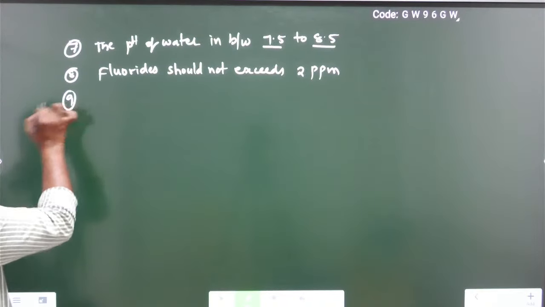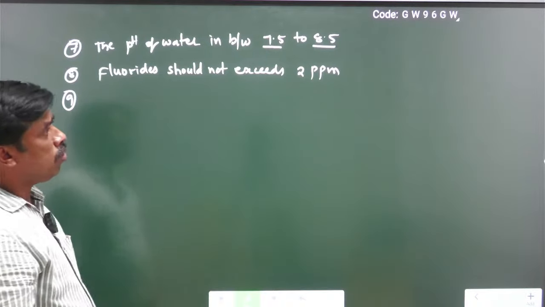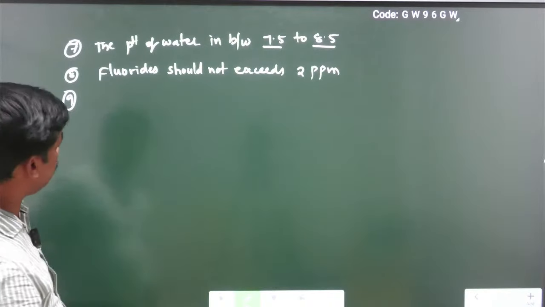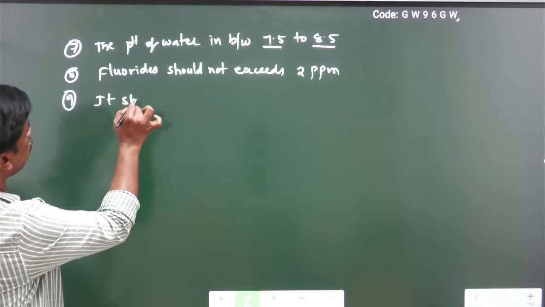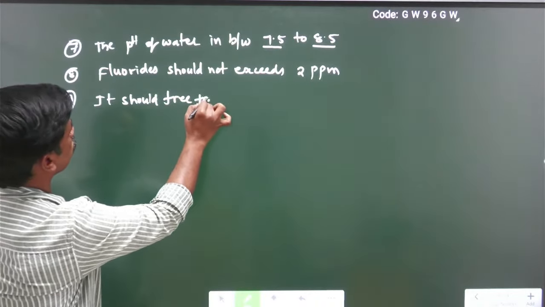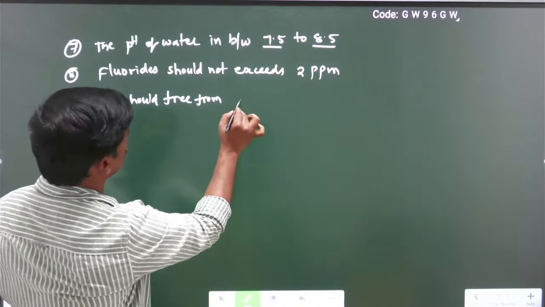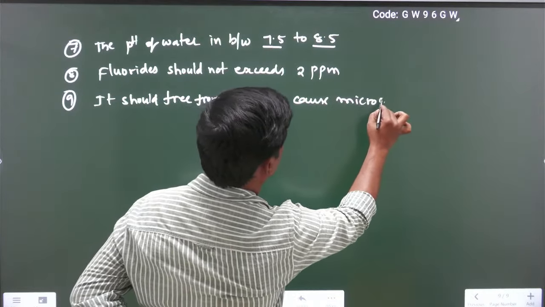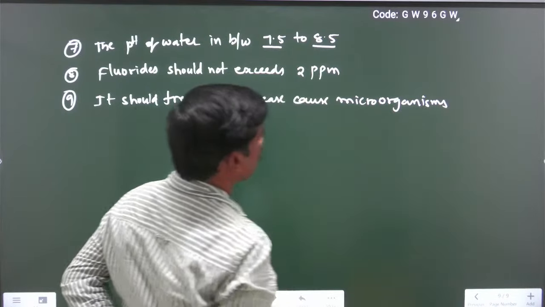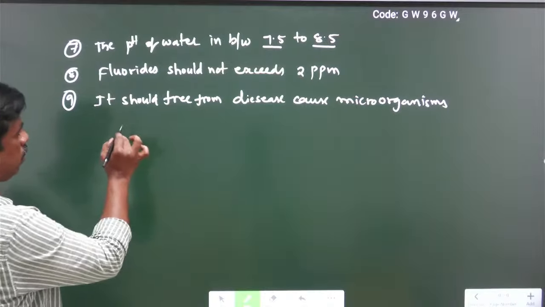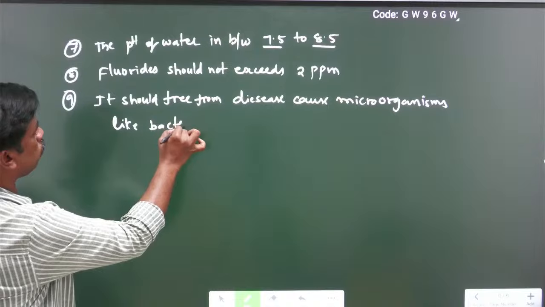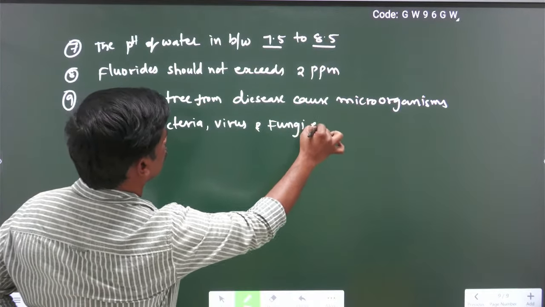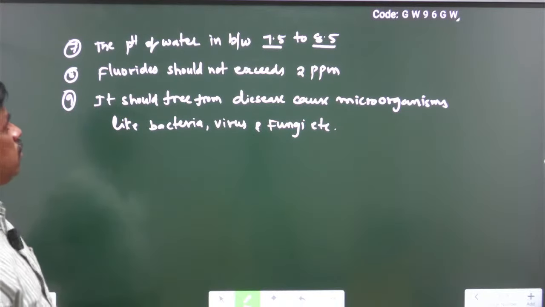Next, the last point, the ninth point, I am going to explain. Potable water should be completely free from disease-causing microorganisms, like bacteria, virus, fungi, etc. These are the few essential specifications of potable water.